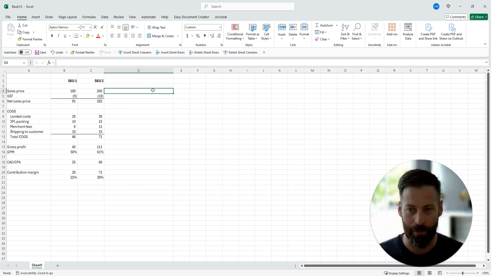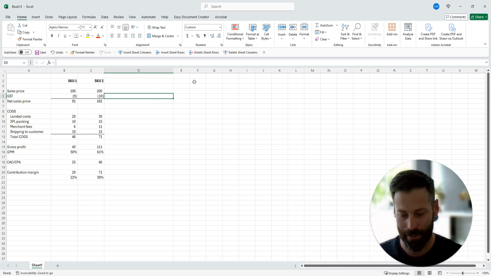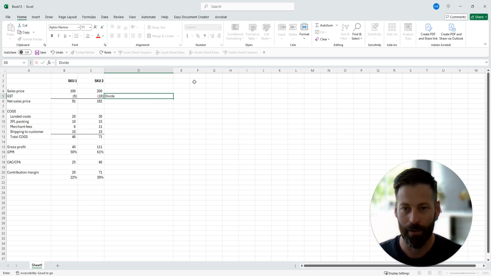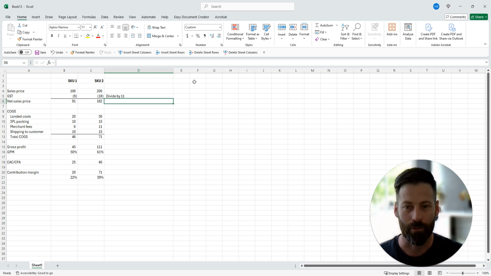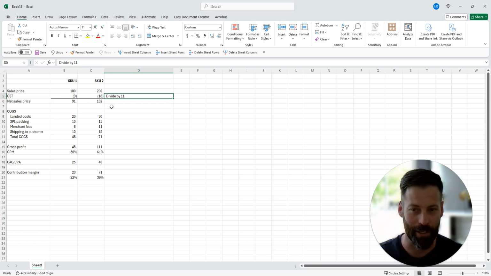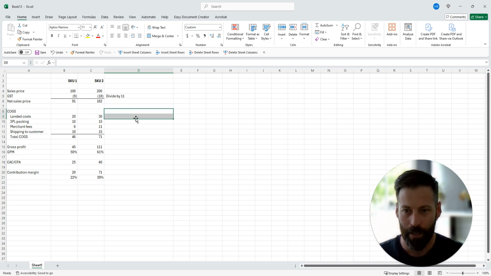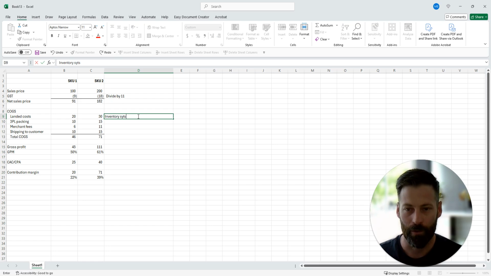Obviously, your sales price is self-explanatory. You should know how much you sell your product to your customer. For the GST, you just divide your gross sale price by 11, and that will give you the GST component. Obviously, getting your net sale price is then taking the GST off the sale price. Your landed costs should really come from your inventory system.